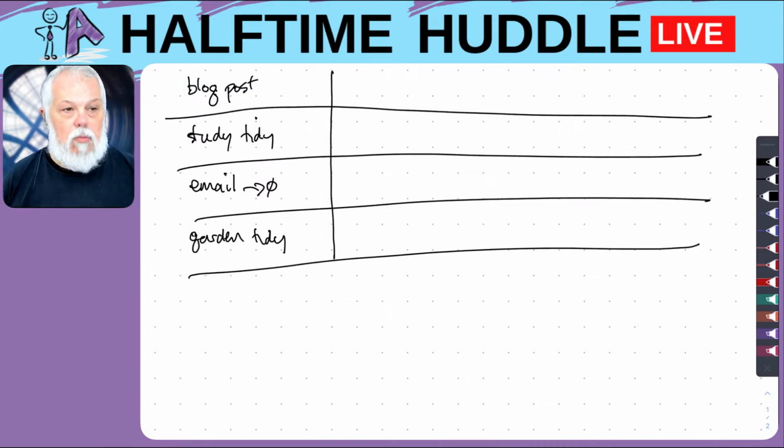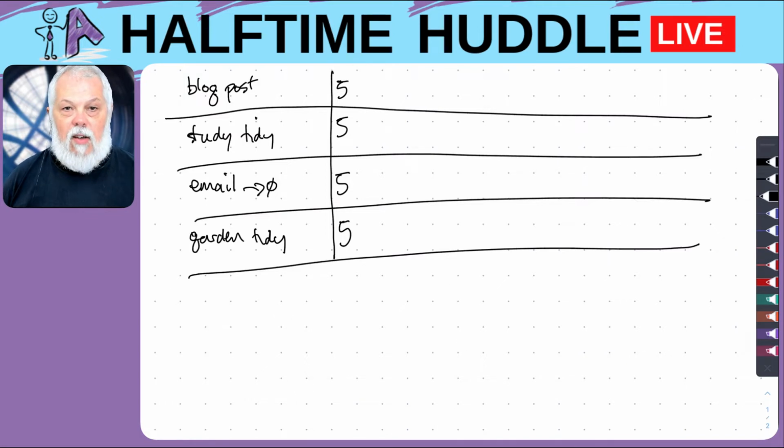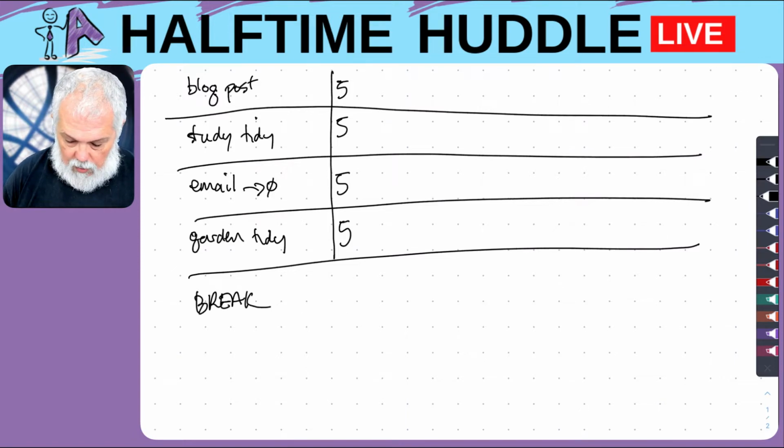Okay, the first run through it, I will say I'm going to give 5 minutes to each of those. So I'll record 5 minutes. I will do my 5 minutes on a blog post, 5 minutes on tidying the study, 5 minutes on getting my email down to 0, 5 minutes on tidying the garden. And at the end of it, I have a little break, which is 5 minutes.